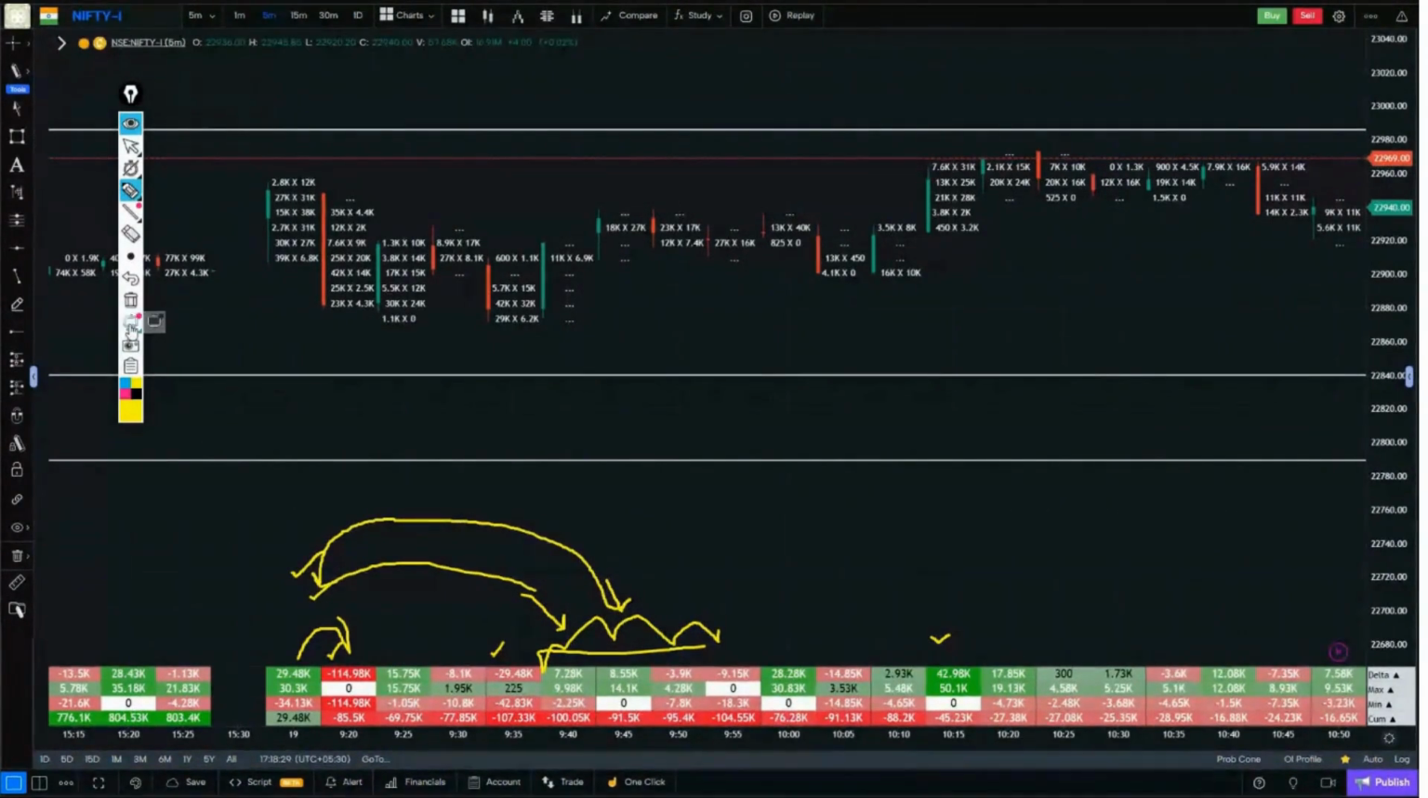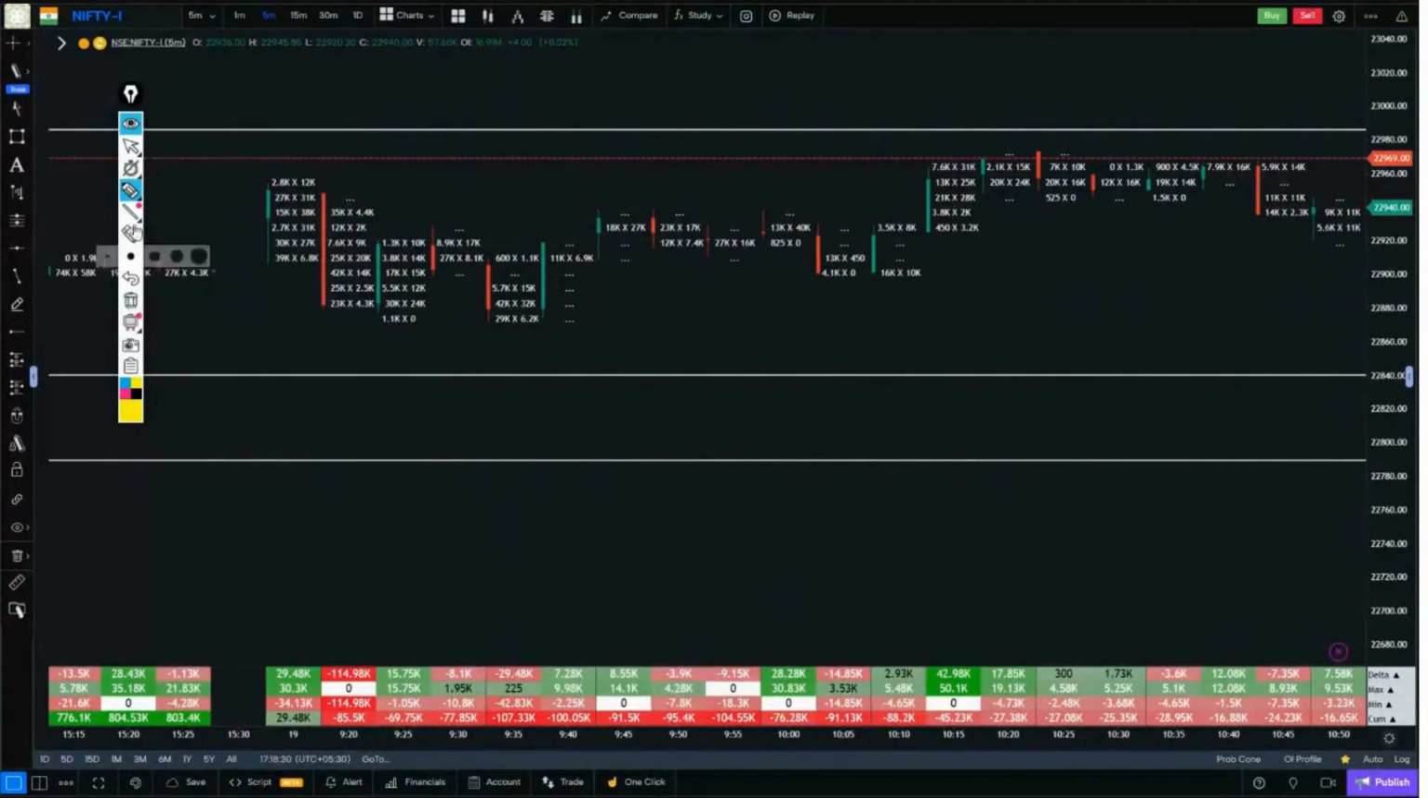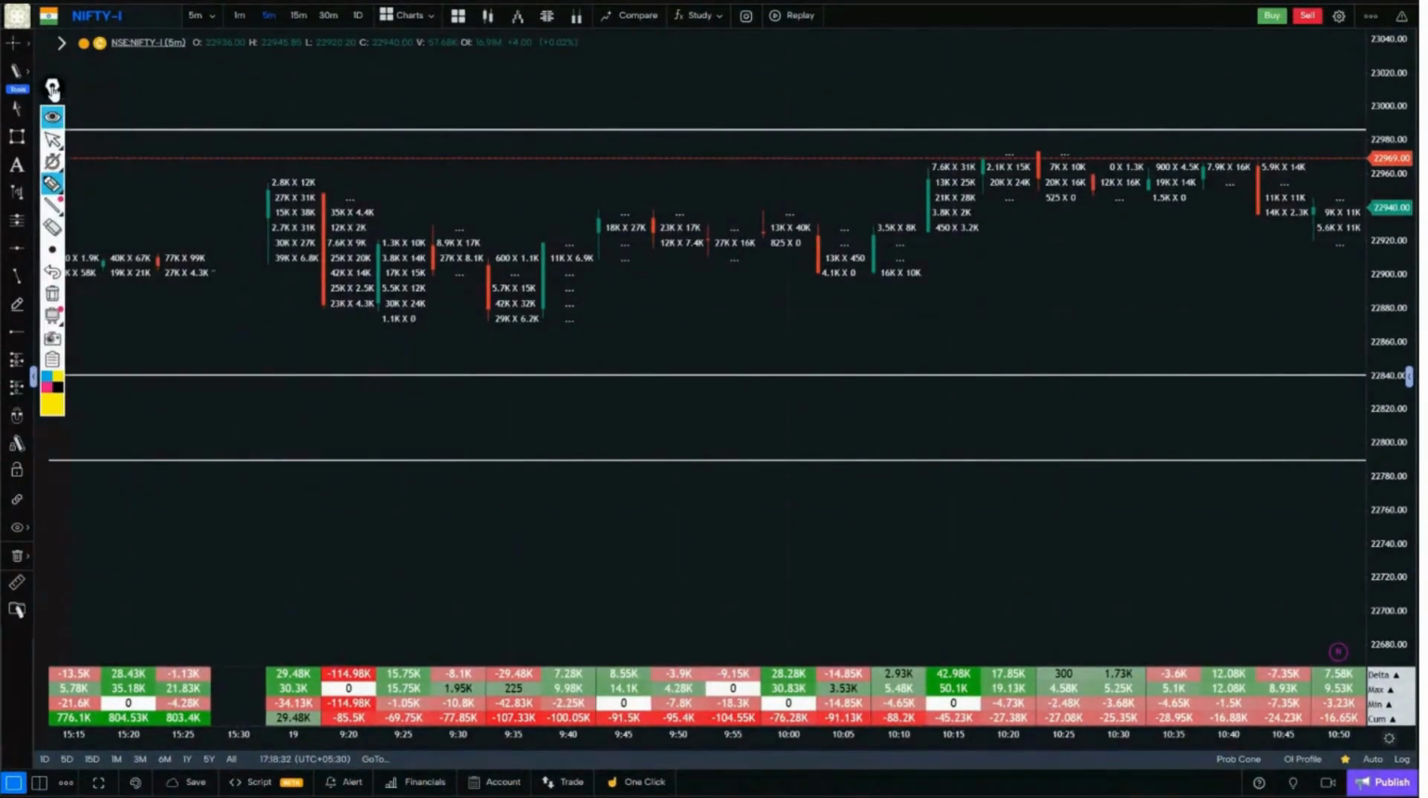Okay, so what we will do here is read those candles of Nifty whose delta is above 25,000 to 30,000, whether on the negative side or the positive side. And for those candles whose delta is below 25,000 to 30,000, understand that there has been very little buying or selling. Okay, they won't be able to clarify the direction as much.